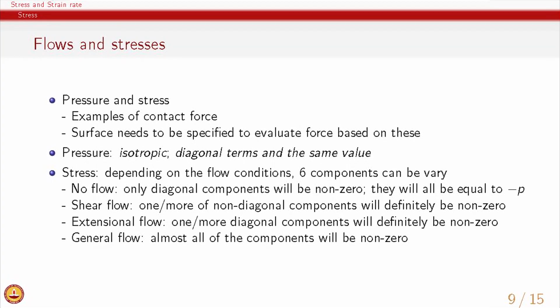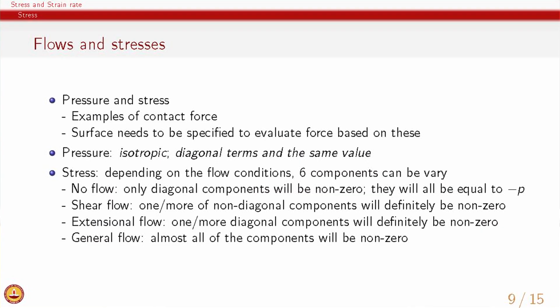So, depending on what type of condition, clearly if there is no flow, then only diagonal components are there which are all the same and that we call pressure. So, even in a stagnant liquid we will have hydrostatic pressure which will be the contact force. When we have shear flow, we will have the non-diagonal elements to be non-zero. In shear flow, at least one of the non-diagonal elements will be non-zero, but we might also have normal stresses to be non-zero.